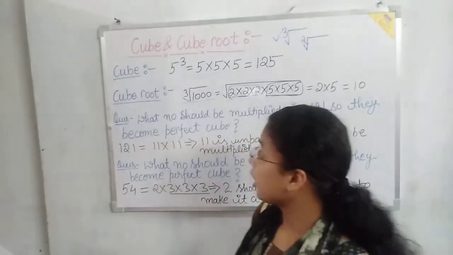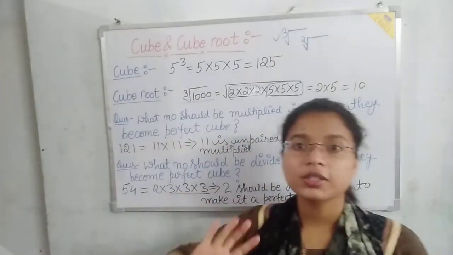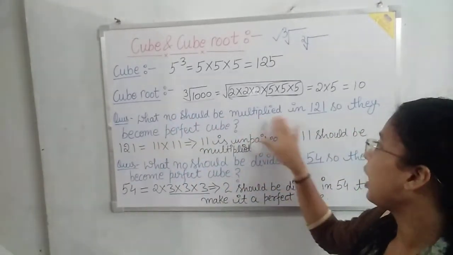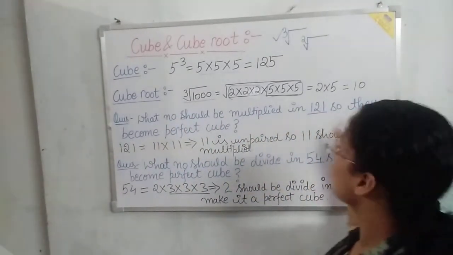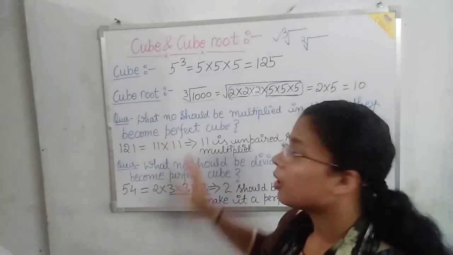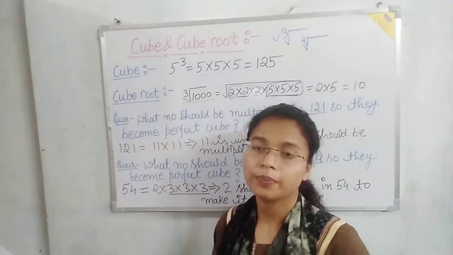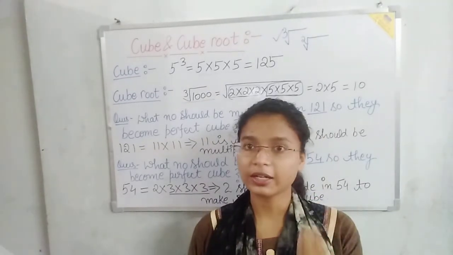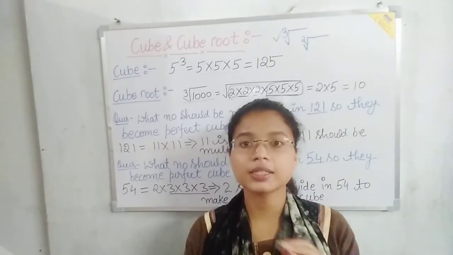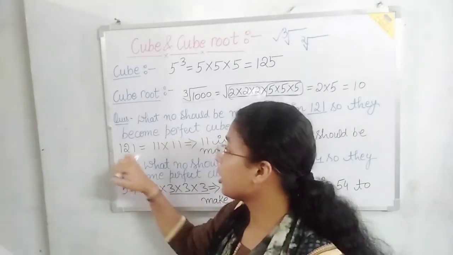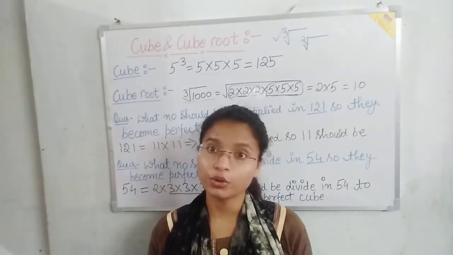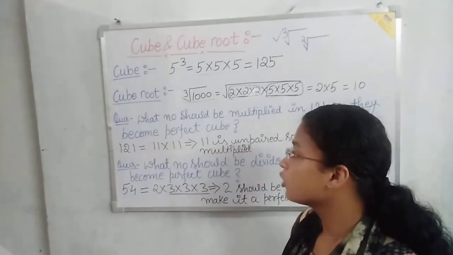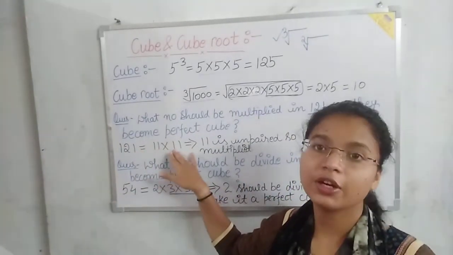Clear? Now this type of question is given in your syllabus. What should be multiplied in 121 so that it becomes a perfect cube? Same way, you have to find the prime factorization of the given number, then start making the pair. As you all know, 121 is the square of 11, so 121 can also be written as 11 into 11.